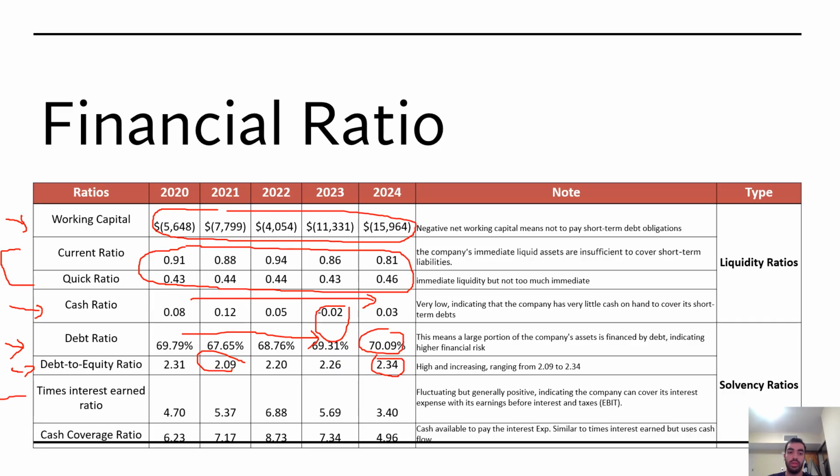So both the times earned and cash coverage ratios are generally positive but dropped, as we see in 2024. So the ability to manage interest payments is reduced. And the overall observation is weak liquidity, high leverage, and a decline in the debt coverage ratio in 2024, which suggests weakening capacity to manage obligations.